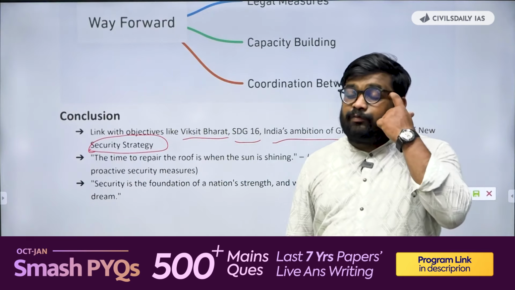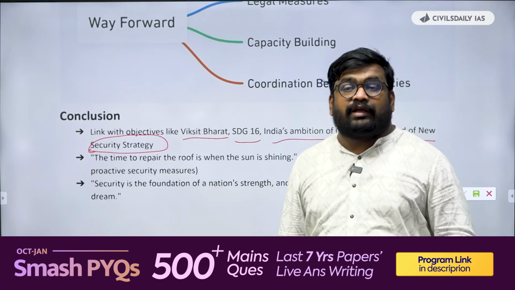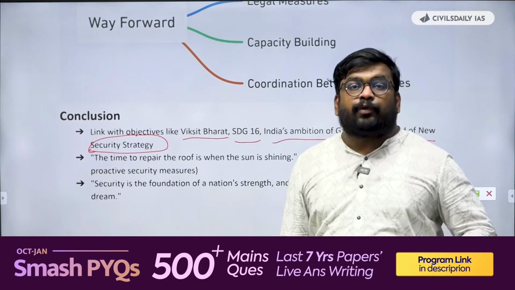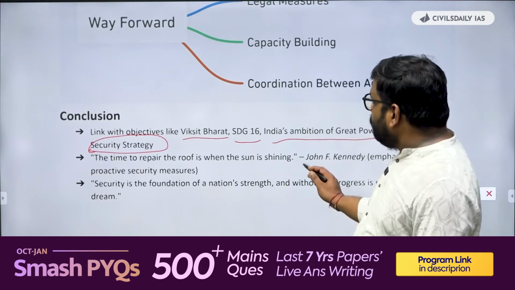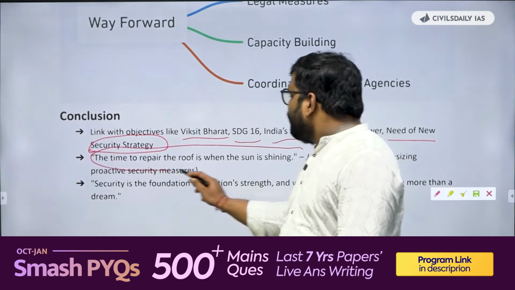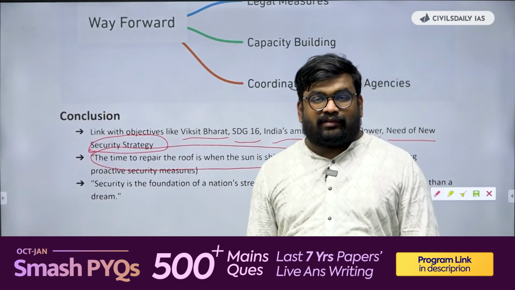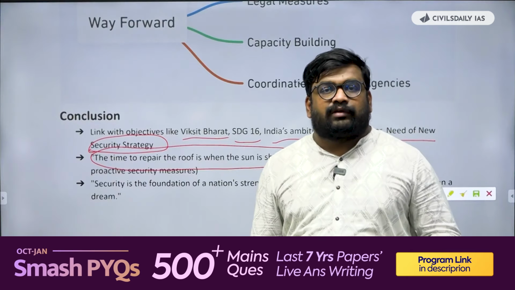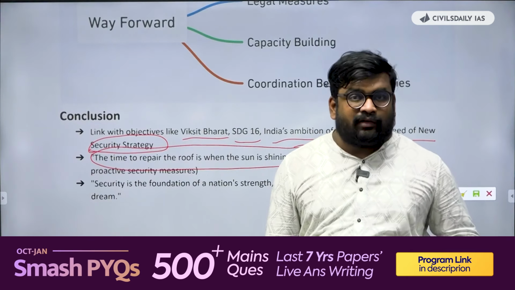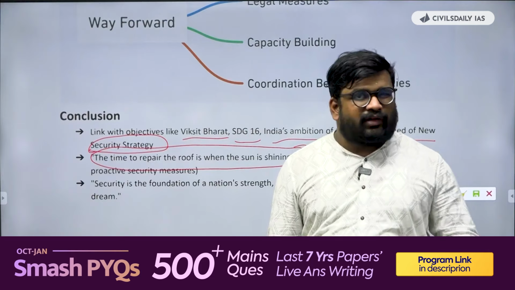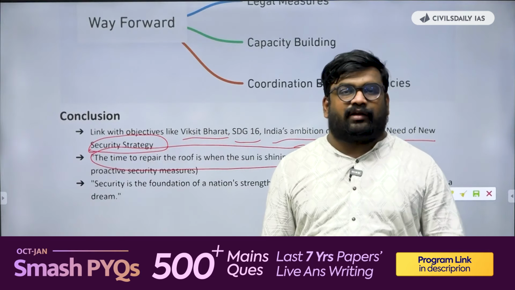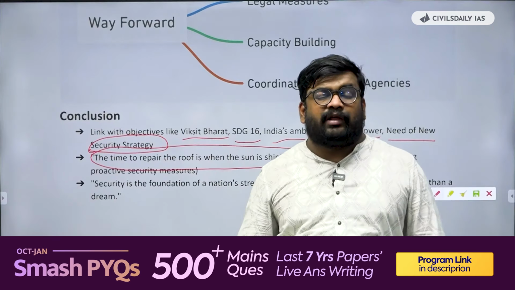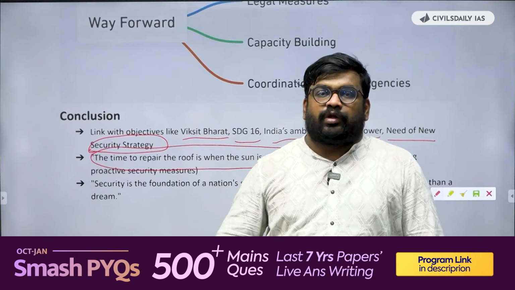So suppose your way forward is on the lines of the preventive measures that you need to take rather than the curative, or the proactive measures that are needed. So you can use this quote: the time to repair the roof is when the sun is shining. Thus, the proactive measures are needed in order to strengthen India's capacity with respect to cyber security or with respect to terrorism, anything. You can use a quote, and then you can provide a brief way forward and conclude your answer.